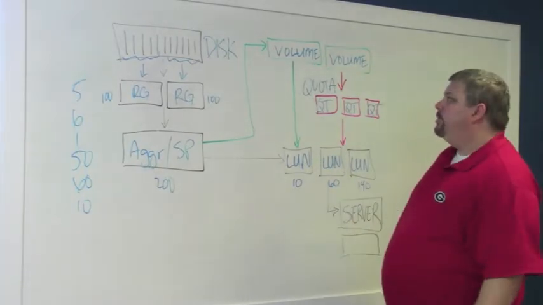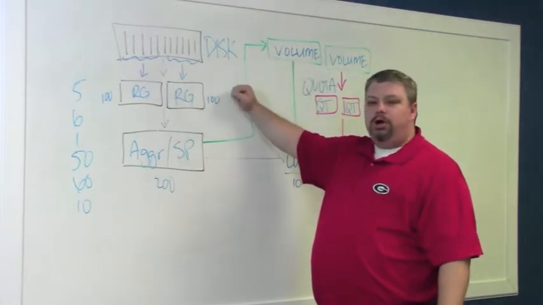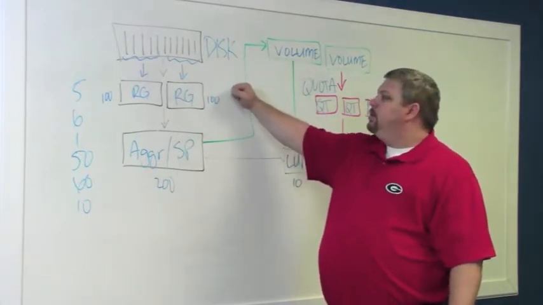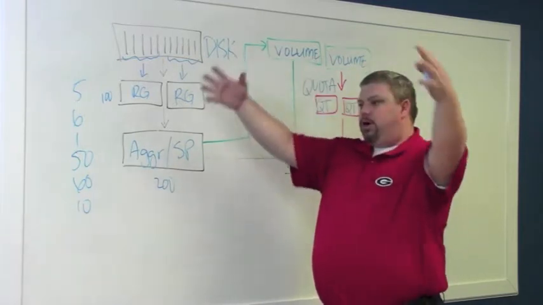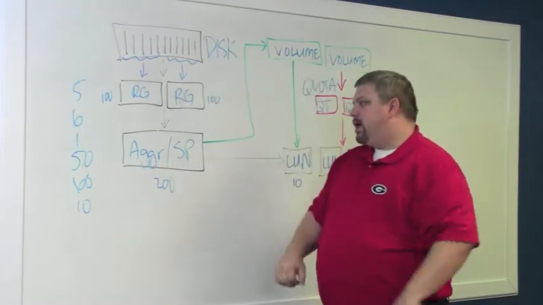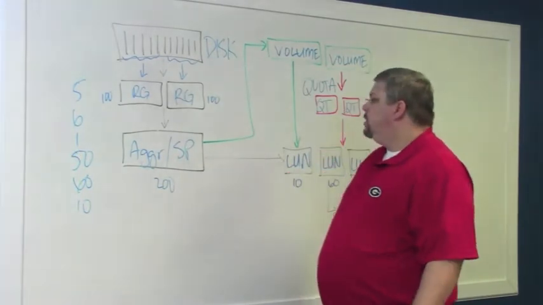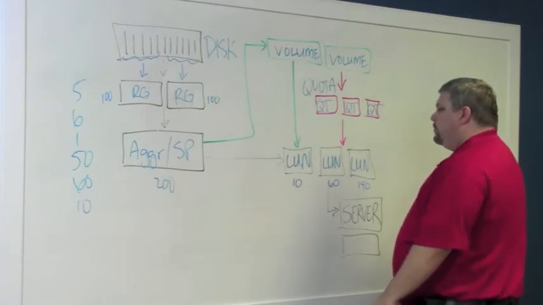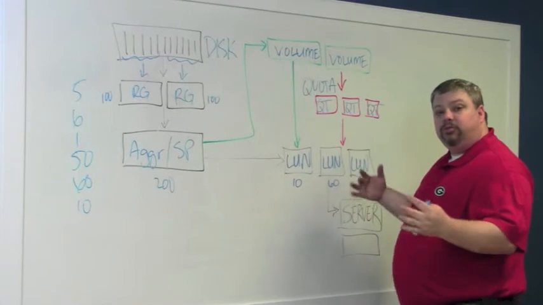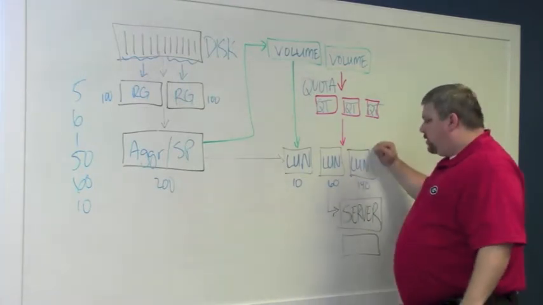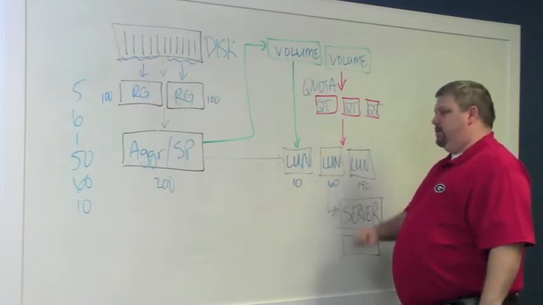So let's recap it. I've got a group of disks, and I'm going to take that group of disks and make one or more RAID groups out of it. I'm going to take those RAID groups and create one logical grouping out of them, and that's going to be my aggregate or my storage pool. And then from there, I'm going to present LUNs. Now I might have a couple of steps in the middle depending on my storage vendor, but I'm going to present LUNs, and those LUNs are what my server is actually going to see.